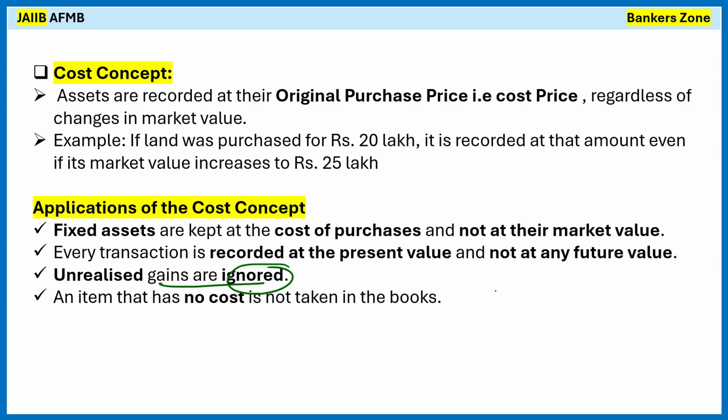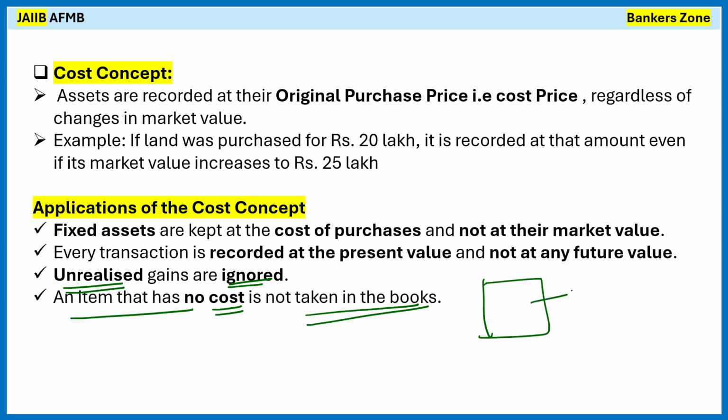For example, if we sold the land for 50 lakh rupees, we have received 50 lakh rupees. We will not take into account any future gain from that property. Whatever is unrealized, the imaginary gain which will come in the future and is not realized, we have to ignore. An item that has no cost should not be taken into the books. For example, if your friend has gifted you some machinery for your factory, which you received at no cost, then as per the cost concept, items received free of cost should not be recorded in the book of account.